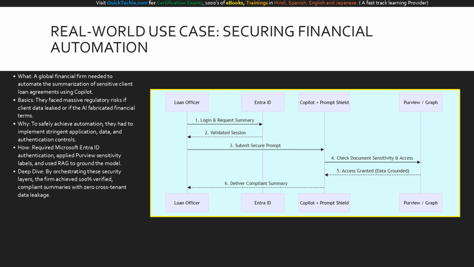This final sequence diagram beautifully illustrates our secure financial use case in action. We start with the loan officer attempting to log in and request a summary via Entra ID. Once the session is validated, the officer submits a secure prompt to Copilot. Notice that Copilot incorporates prompt shields to ensure the input isn't an attack. Before doing any AI reasoning, the system checks with Purview and Microsoft Graph in Step 4 to verify the document sensitivity and access rights. Once access is granted and the data is securely grounded, Copilot generates the response. Finally, in Step 6, the officer receives a compliant summary.